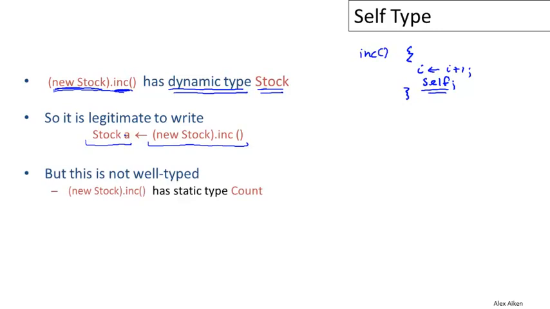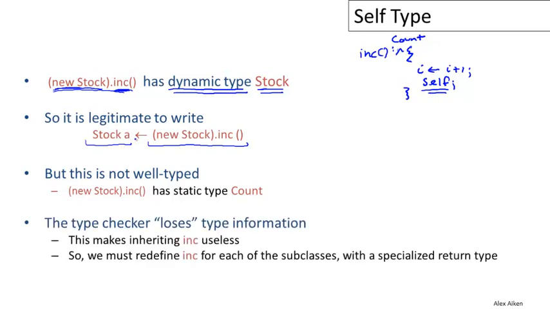But it's not well typed because the type checker loses track of the fact that this is a stock object. All it knows is that increment is declared to have return type count. Which is certainly correct because every stock object is also a count object. It's just not useful in the context of this piece of code. And so the type checker loses information, which makes it not very pleasant to put the increment method in the count class to begin with.